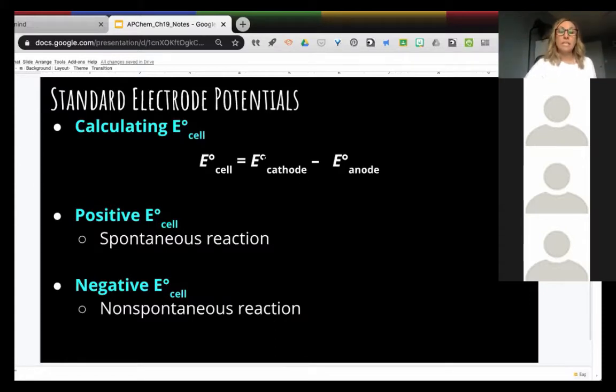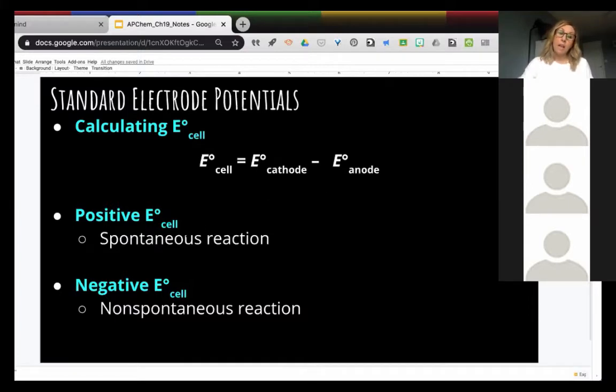So you always take the E cell, or the E of the cathode, minus the E of the anode. So the first thing you have to do when you look at one of these cells is identify what's the cathode, what's the anode. We'll talk about how to do that in a second. Then when you plug them into this formula, you always take the E value for the cathode minus the E value for the anode. That gives you the overall E cell.